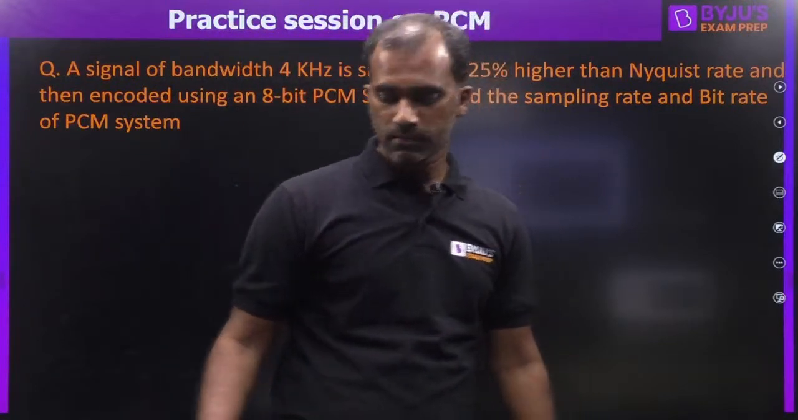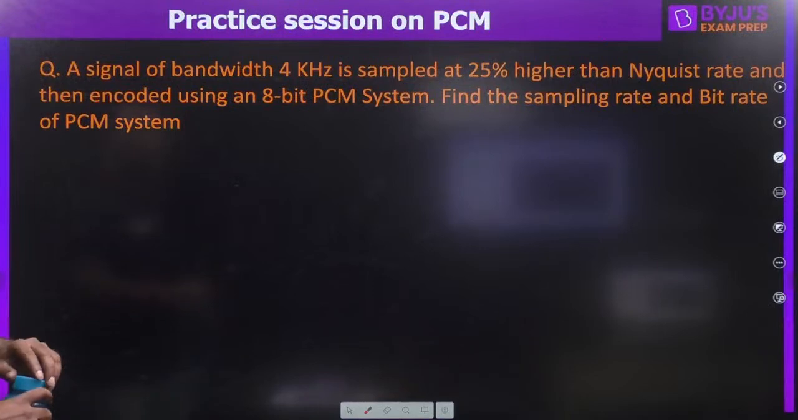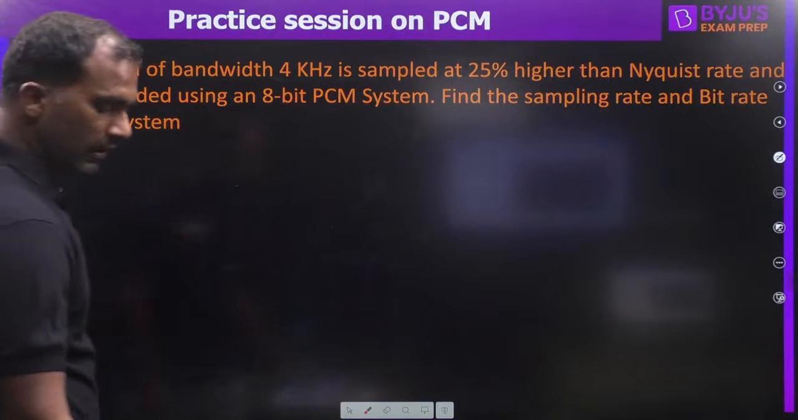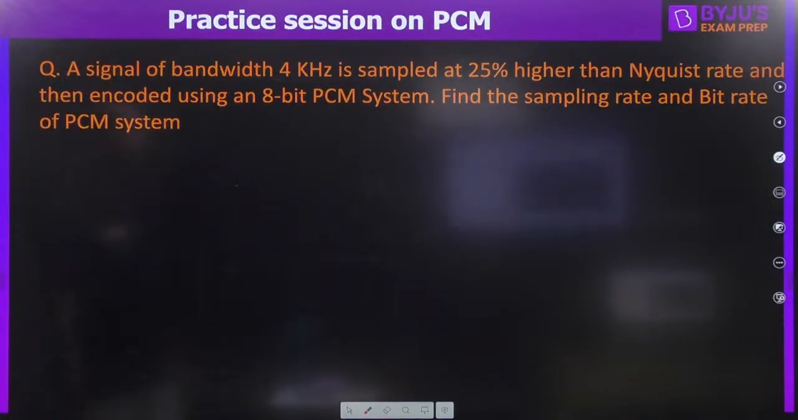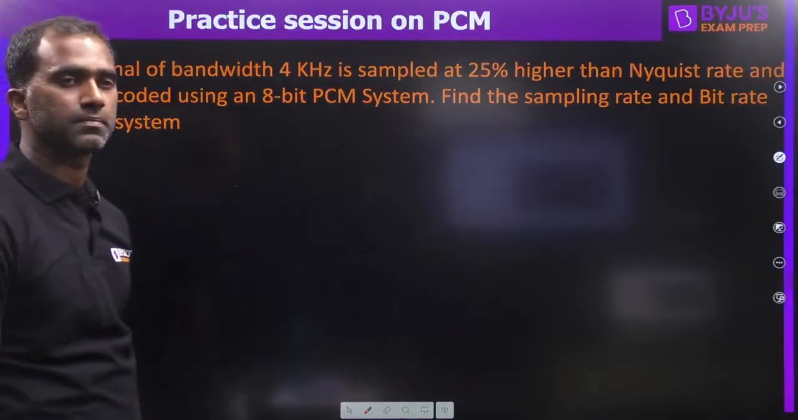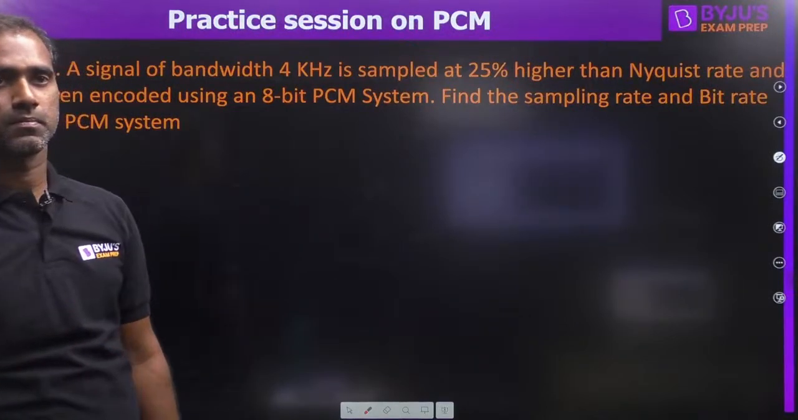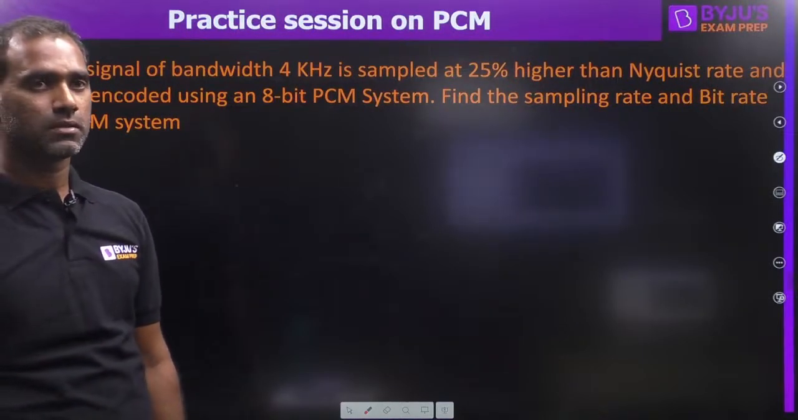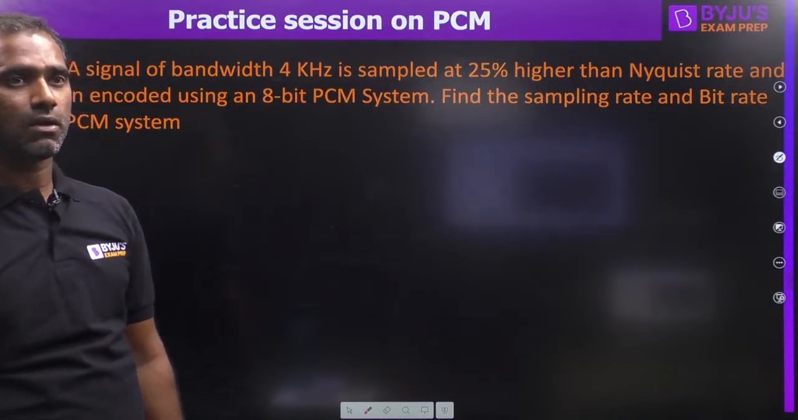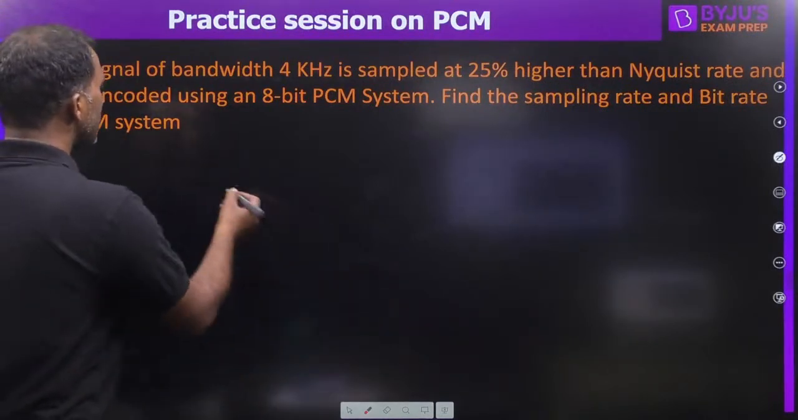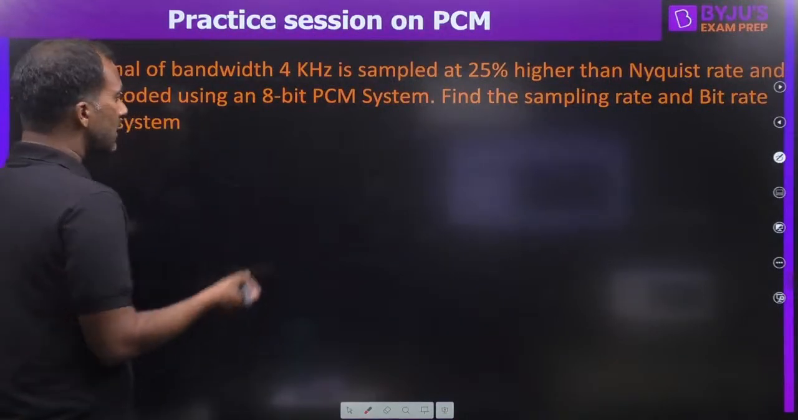You can start. A signal of bandwidth 4 kHz is sampled at 25% higher than Nyquist rate and then encoded using an 8-bit PCM system. Find the sampling rate and bit rate of the PCM system. Very simple question. I don't want to wait for a longer duration here. Okay, so let me do it because there are many more questions that we have to cover in this class.